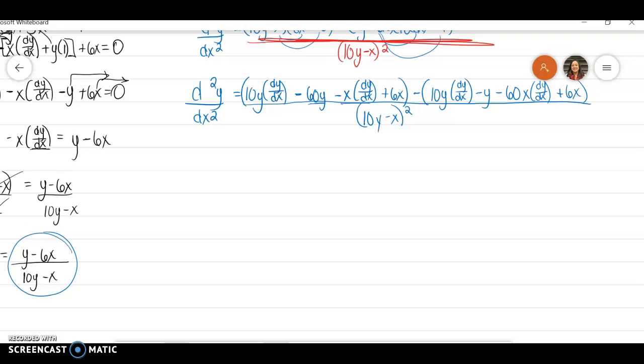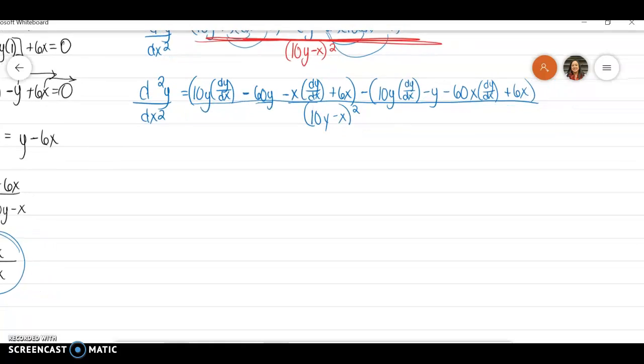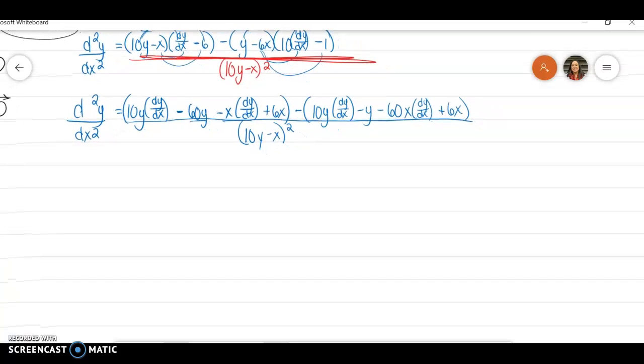Now from here, all I'm going to do is combine like terms in my numerator and simplify it. I'm going to slide this over so I can get a better look at it. What I notice is that I have this 10y dy over dx and a minus 10y dy over dx. I'm just going to cross those out because they cancel one another out. I thought I had something else in common. I have my 6x and my 6x. They're going to cancel one another out. And I think that's it.